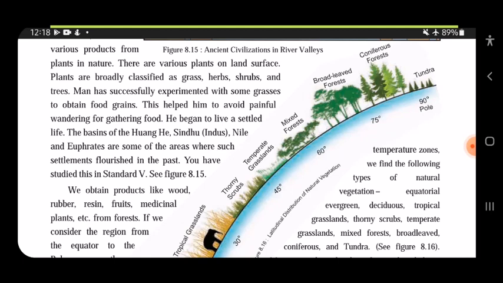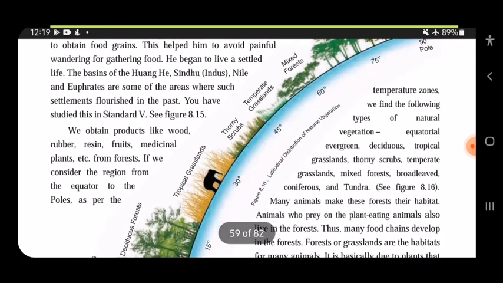Now, we know what man used to do in ancient times. He used to hunt, he used to go in search of food, gathering food. He began to live a settled life, as we know before. He should not live in one place, he should keep moving here and there for food. The basins of the Honghe, Sindhu, Nile, and Euphrates are some of the areas where such settlements flourished in the past. You have studied this in Standard 5th.